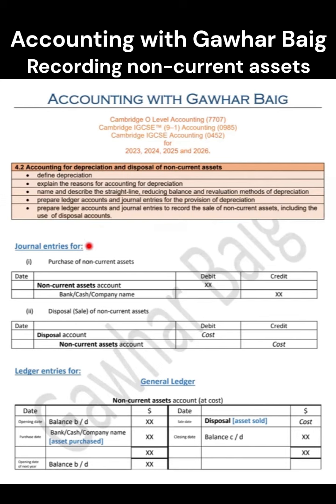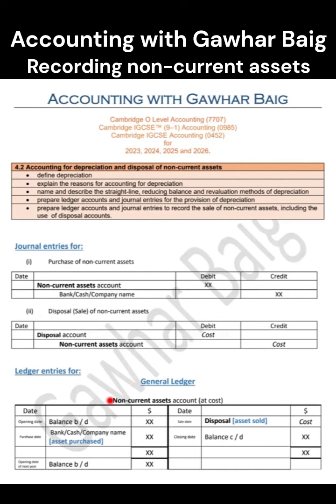For the journal entries of purchase for non-current asset, the entry will be non-current asset account to be debited and bank, cash, or company name will be credited. Second one, the disposal or sale of non-current asset. Disposal account will be debited with the cost price. Remember this thing. Most students make a mistake here. And non-current asset account will be credited with the cost price. It's within the general ledger.